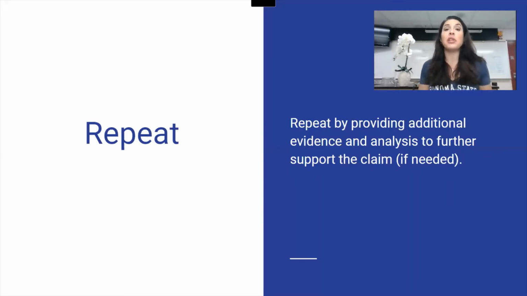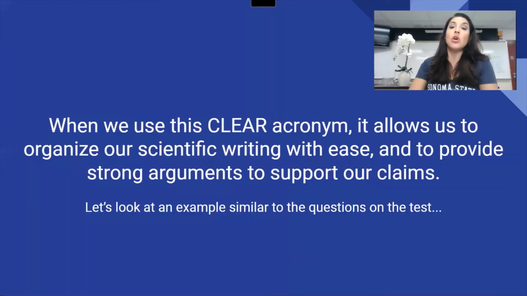So starting back with a new piece of evidence, don't forget to give an analysis of that second piece of evidence to tie it back to the original claim. And with that, you'll be able to write a clear scientific paragraph. This allows us to organize our scientific writing with ease and to provide strong arguments to support our claims. We're not interested in being long-winded in science. We're interested in getting straight to the point. So use this template to organize your writing and get straight to the point.